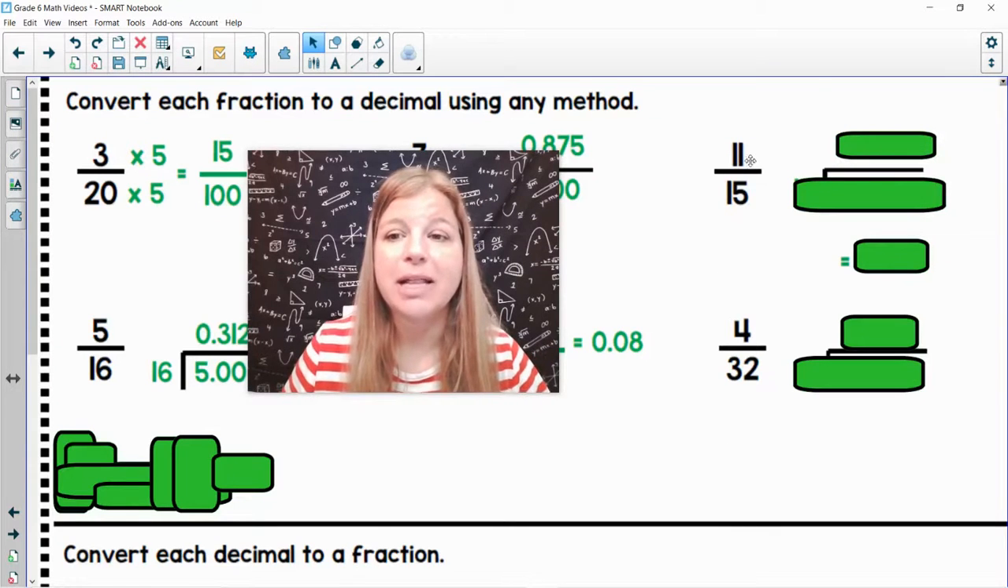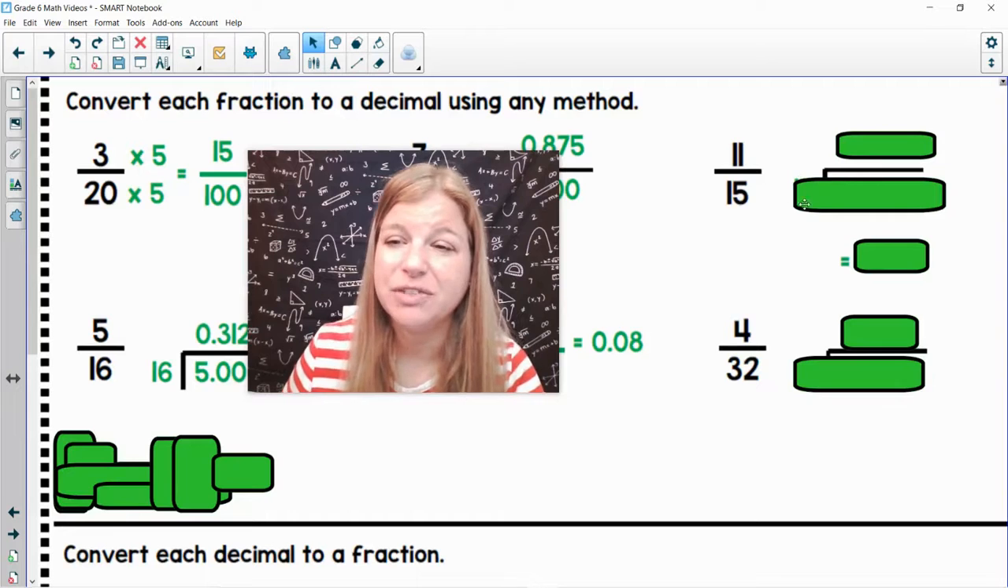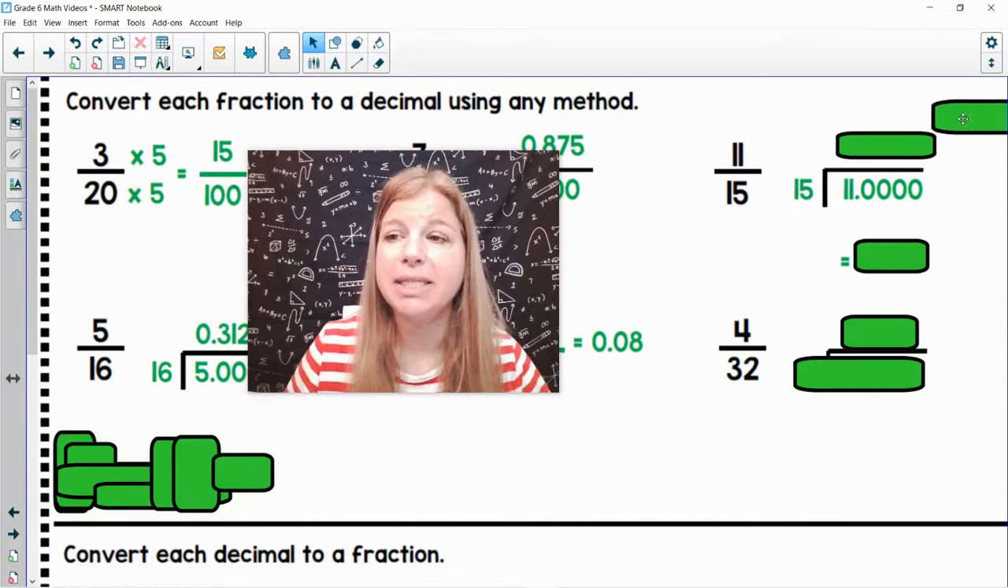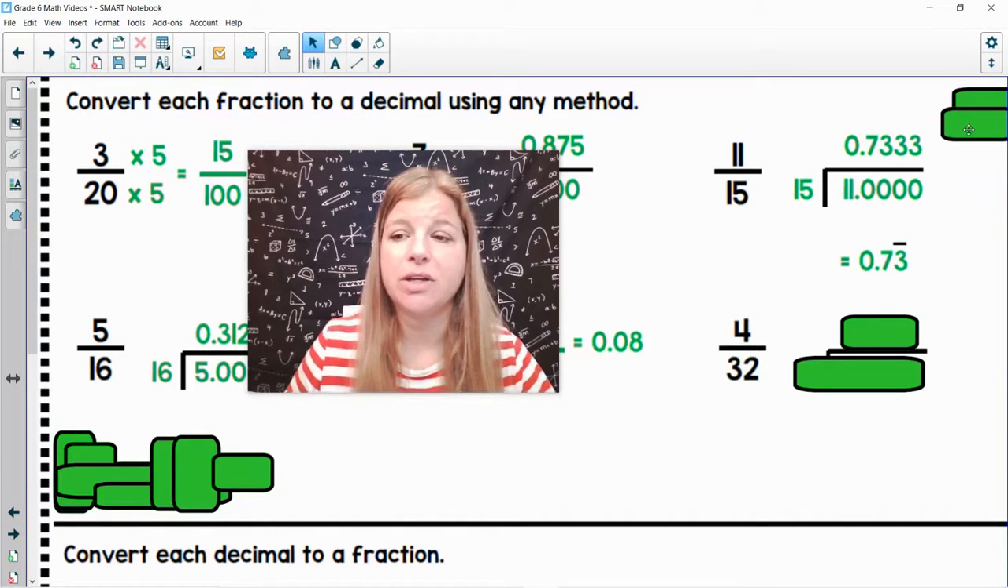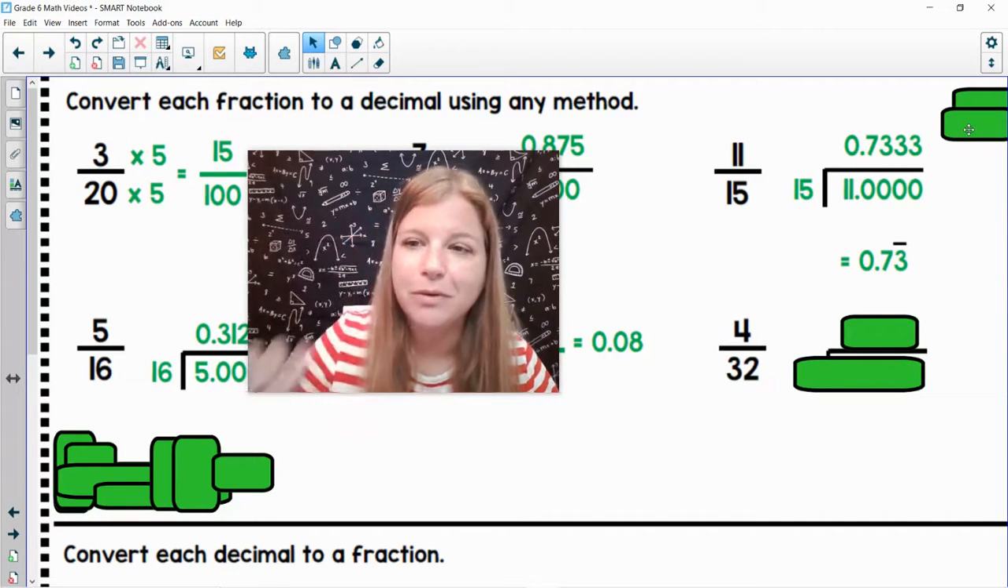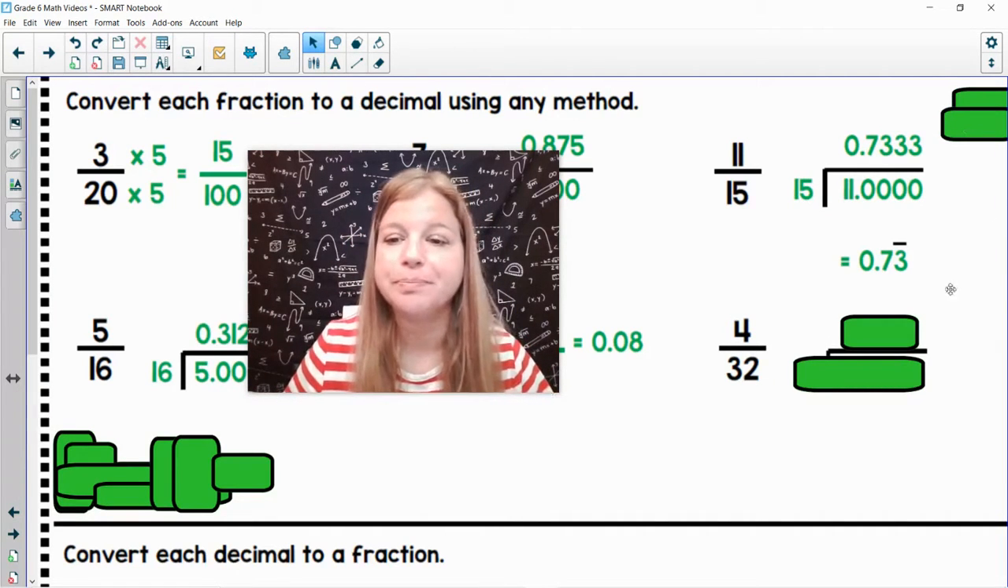The last two, 11/15. 15 does not convert to 100 very nicely, so I would have to see how many times 15 divides into 11. When you do your division, you're going to end up getting 0.73 repeating. If I want to just cut that off, I would write that as 0.7 and then put my bar, my vinculum, over the 3 to show it's repeating.